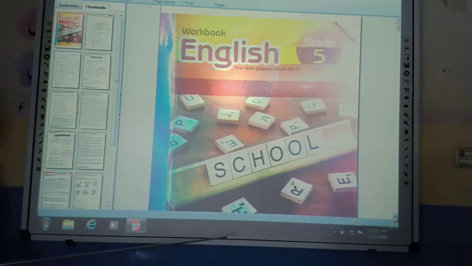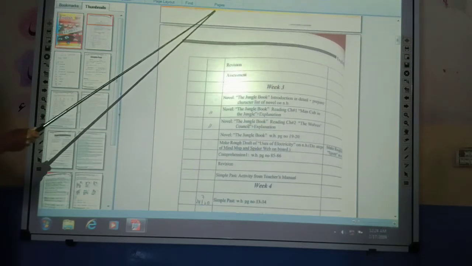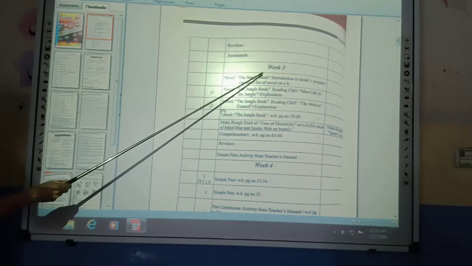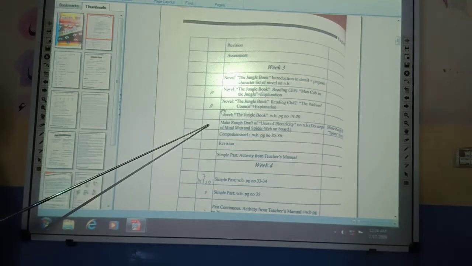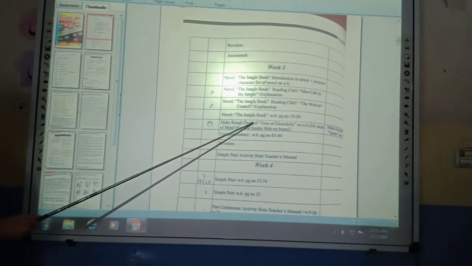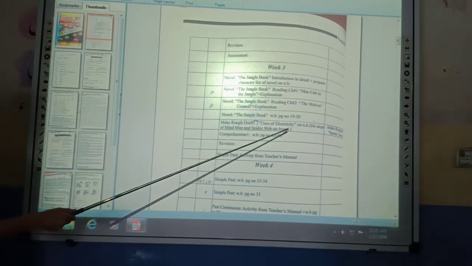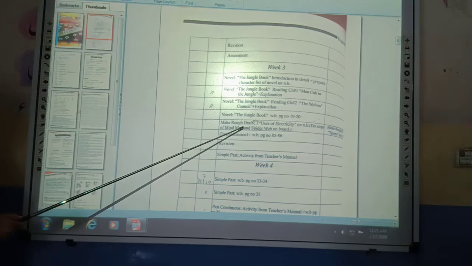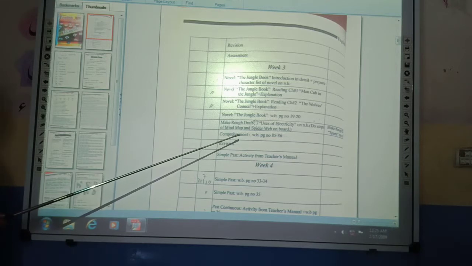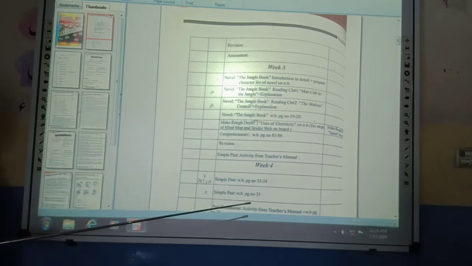Students, this is the workbook of English for grade 5, and all of you have to open your planner of week 3. You have to put the date and day here in this column. Today we will do how to make a rough draft of uses of electricity by using the steps of mind map and spider web. Students, you have the information about how to make the mind map and spider web. We have done this in our previous lecture.